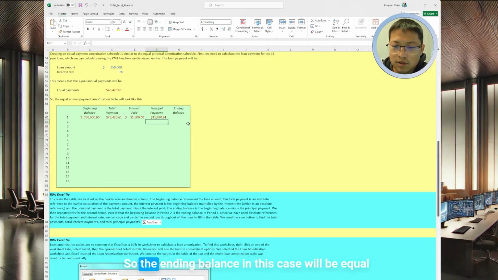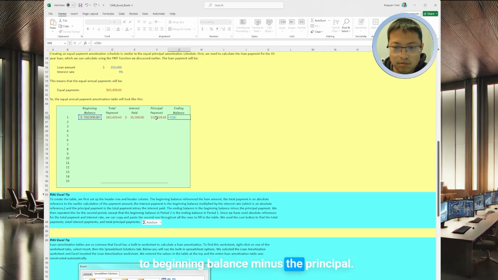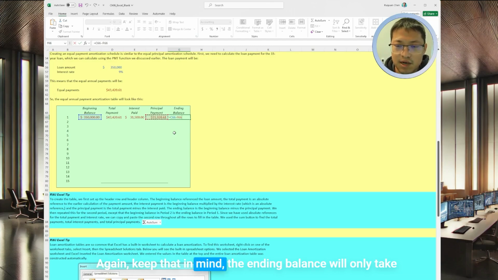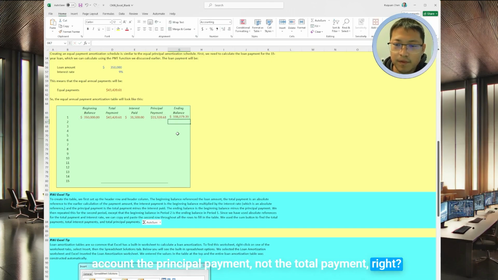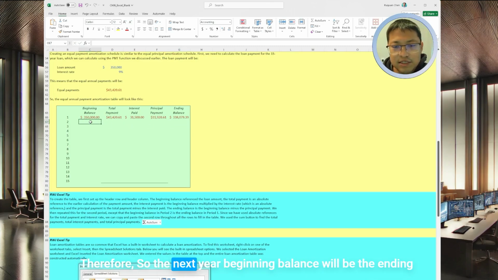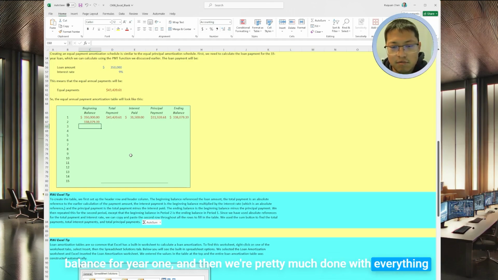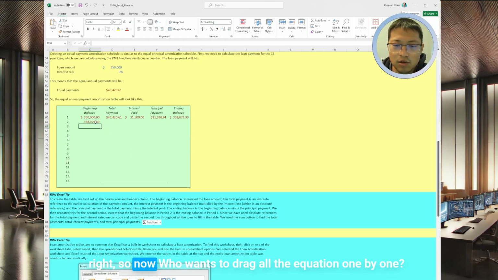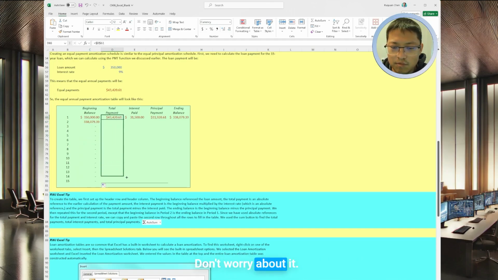So we know the principal payment in this case is $11,920.61. The ending balance will be equal to the beginning balance minus the principal. Again, keep that in mind: the ending balance only takes into account the principal payment, not the total payment. Therefore, for the next year, the beginning balance will be the ending balance for year one. And then we're pretty much done with everything, right? So now we want to drag all the equations down one by one. Don't worry about it, there's nothing here.